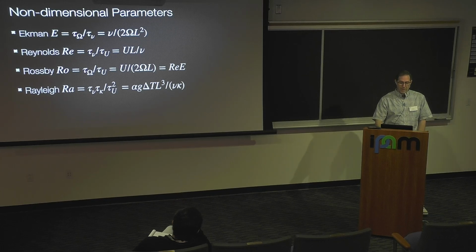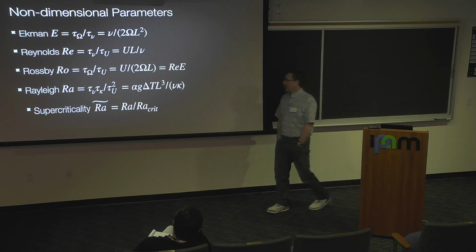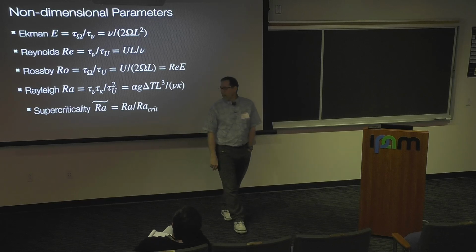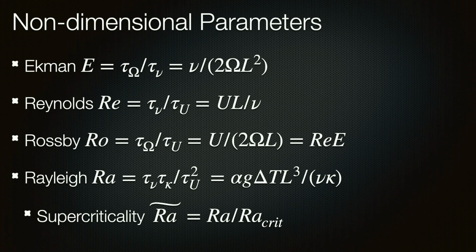We'll get buoyant convection. And a lot of times what we'll talk about is the supercriticality of the system, which I'll denote Rayleigh tilde. That's the Rayleigh number relative to some value at which you get some bifurcation in the system. So the higher that is, the more strongly supercritical the convective flow.